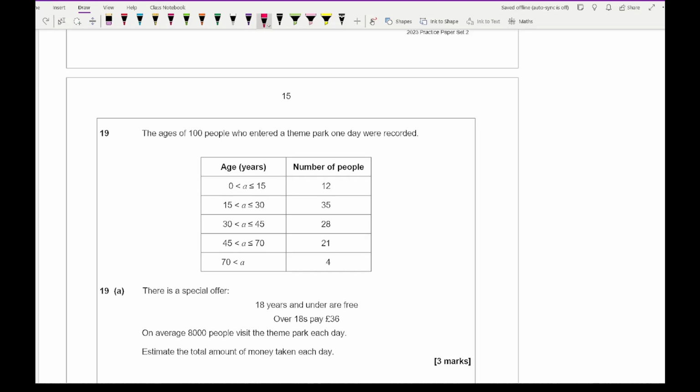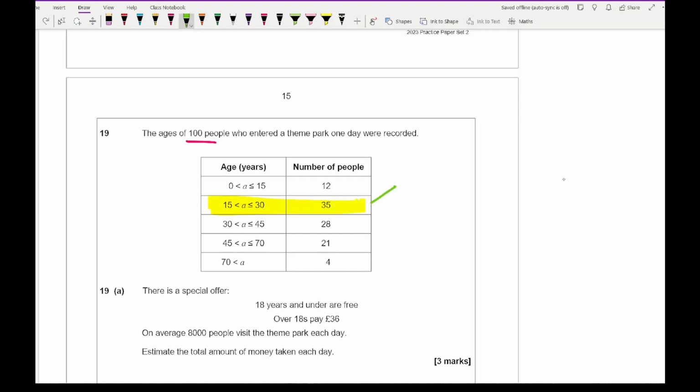So what I want to try and work out is how many over 18s or how many under 18s there were, and take that away from 100. Now 18 falls within this category here, which is my second group. Now these 35 people, we're just going to assume that there's an even spread of people. So what I need to do is work out how many people are in that 15 age range in each of those ages.